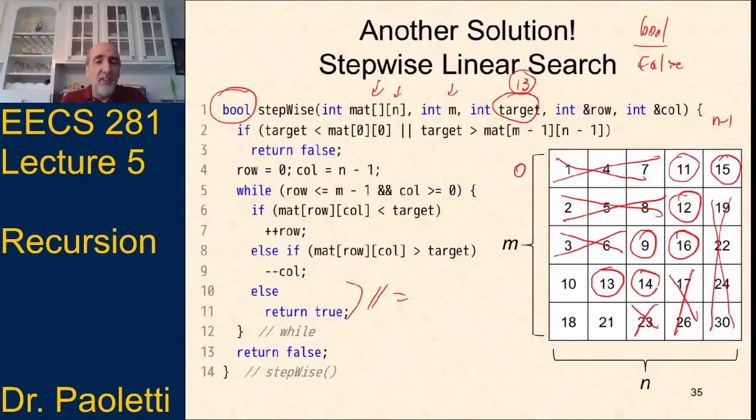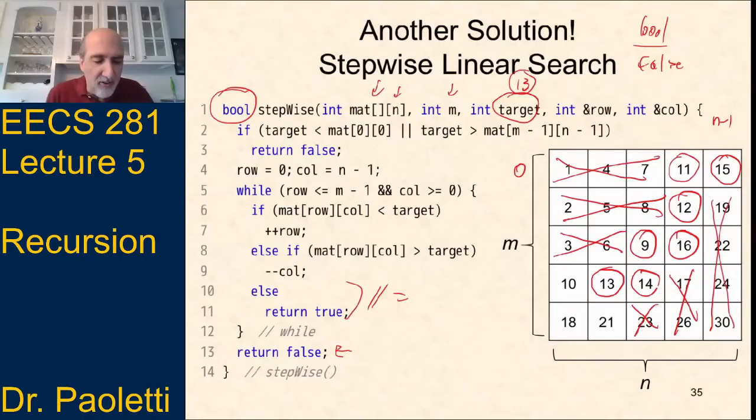If we ever go off the edge, let's say we were looking for 22. We would have gone down to 23, over to 21, down below 21, we're off the edge, we stop, we return false. So we return false here if we never find it, if we go off the edge.